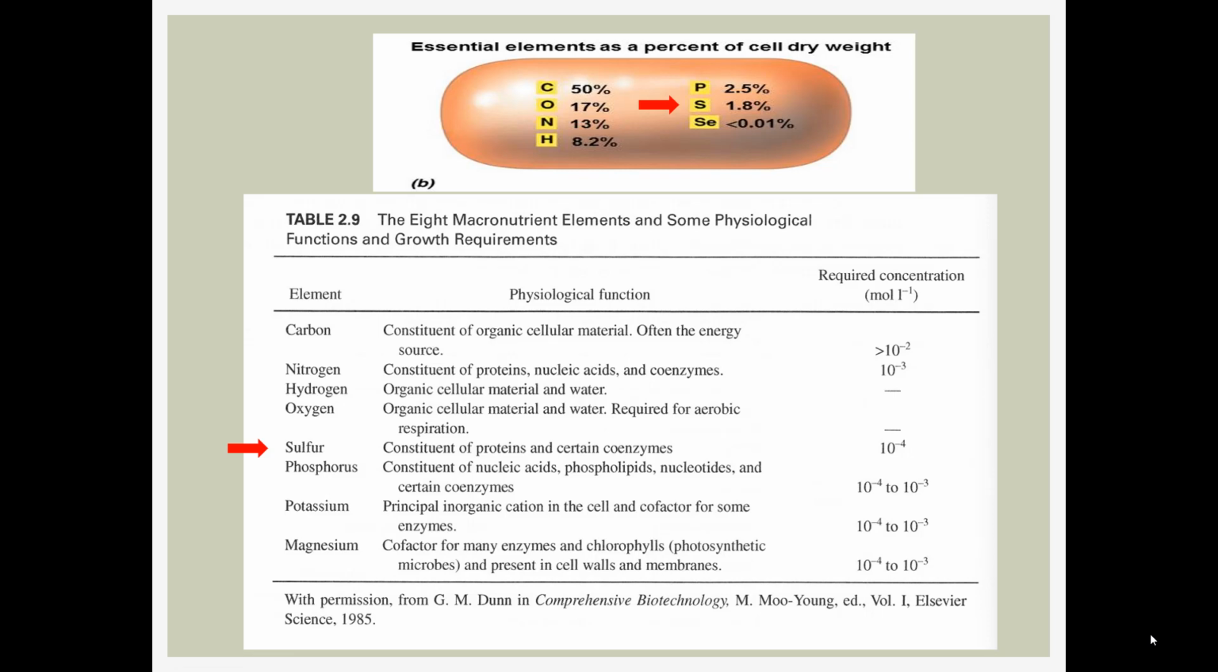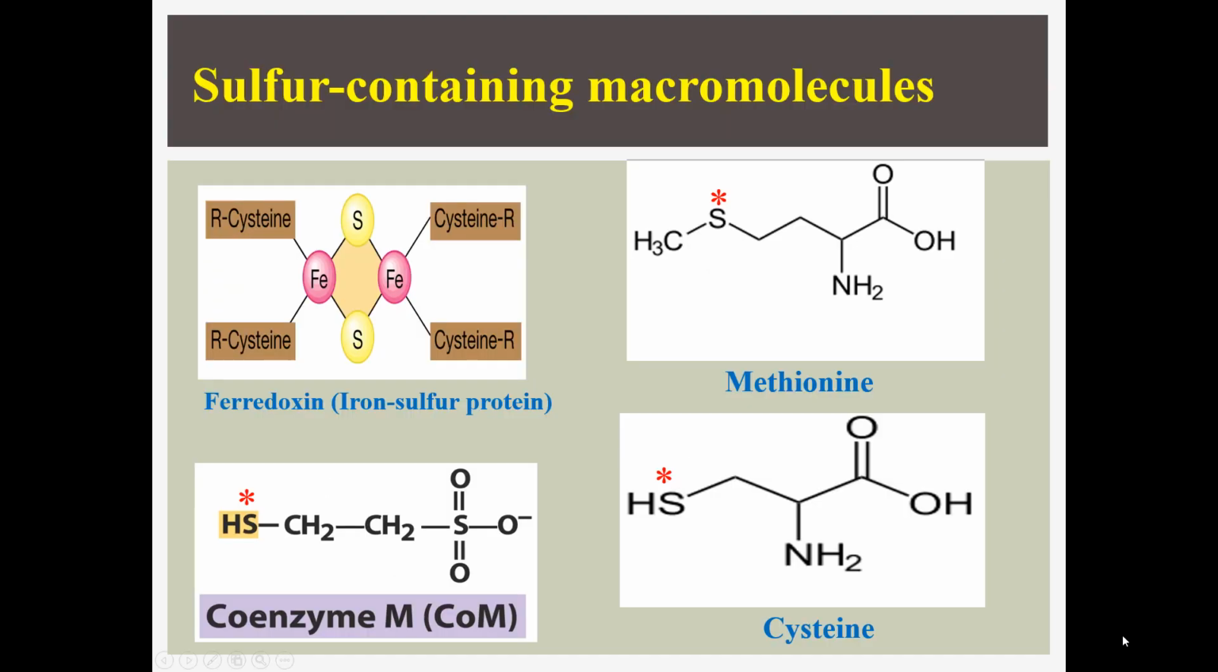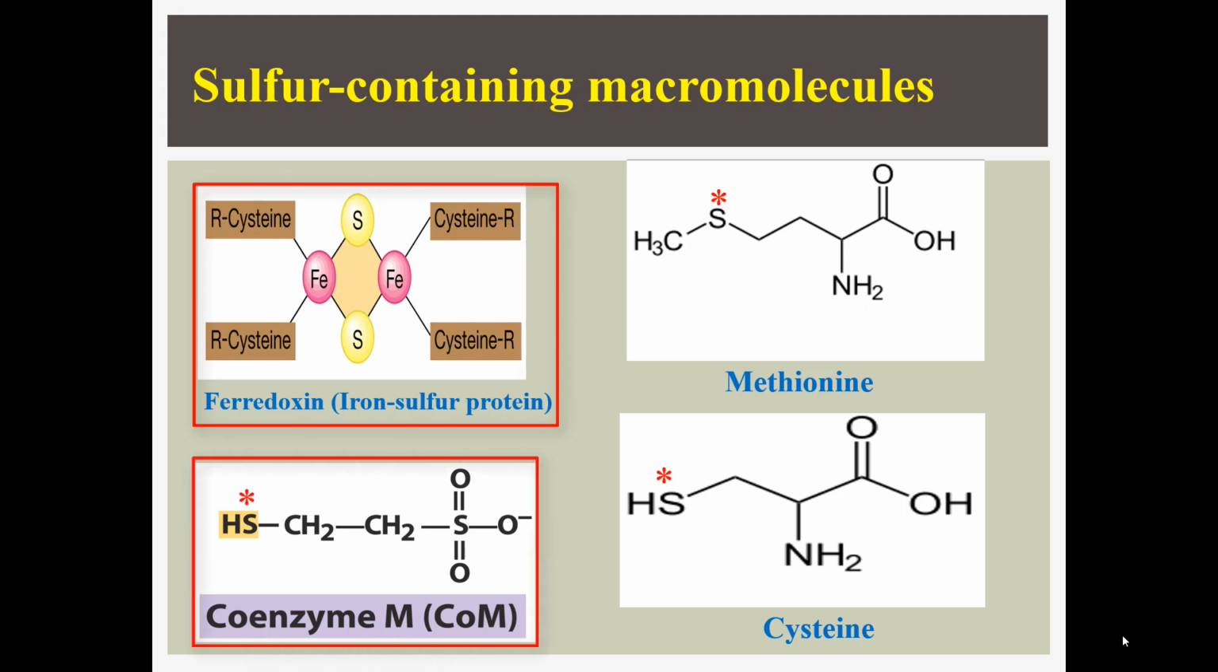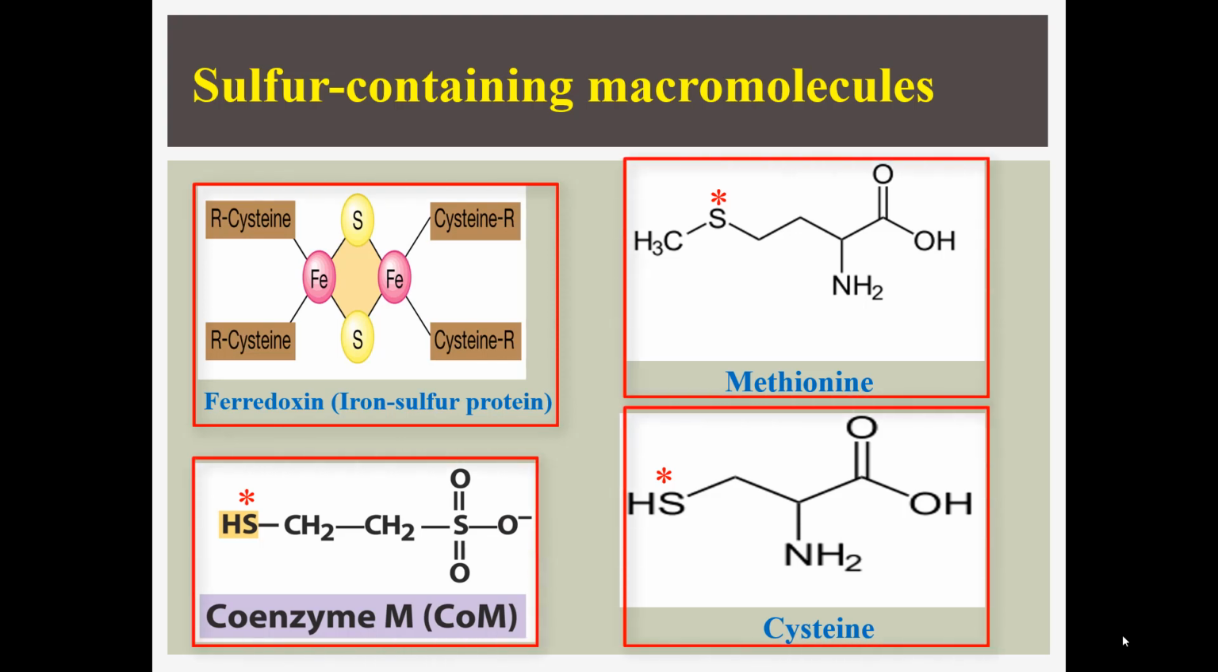Sulfur is an essential element for all life, but almost always in the form of organosulfur compounds or metal sulfides. It constitutes 1.8% of bacterial cell dry mass. Sulfur is a constituent of proteins and coenzymes. Sulfur-containing macromolecules include ferredoxin, coenzyme M, methionine, and cysteine.